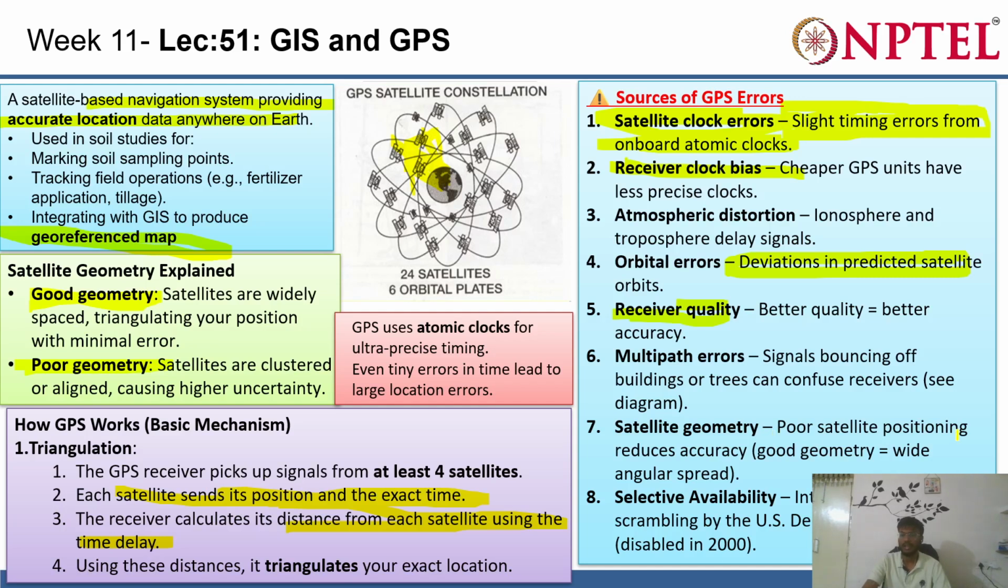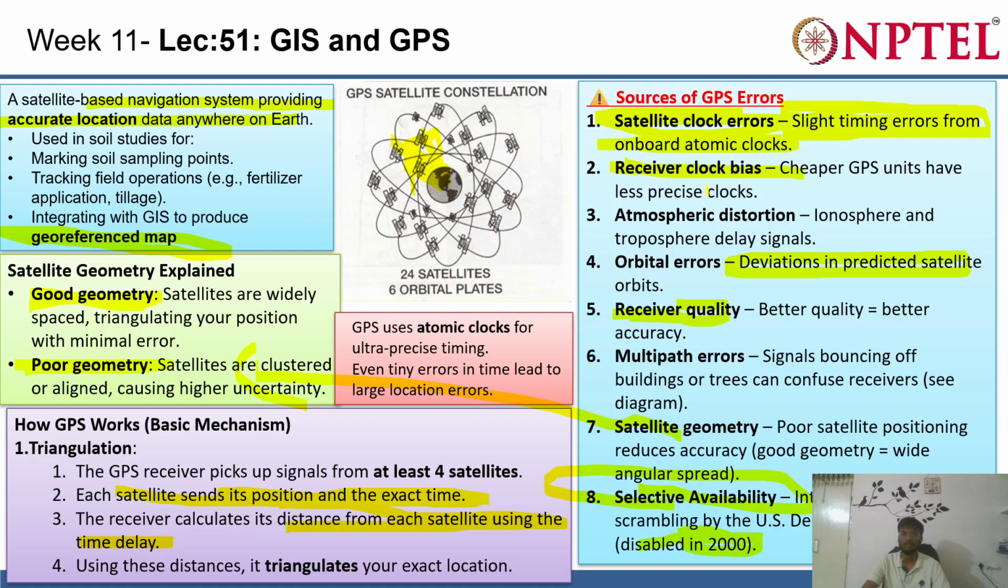Then satellite geometry. Poor satellite positioning reduces the accuracy, which we have discussed here. And selective availability: intentional signal scrambling by the US Department of Defense, which was disabled in 2000.